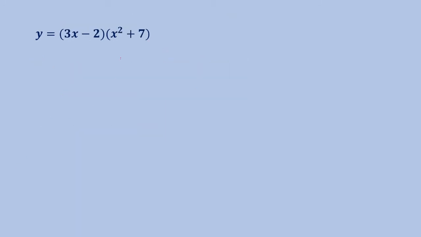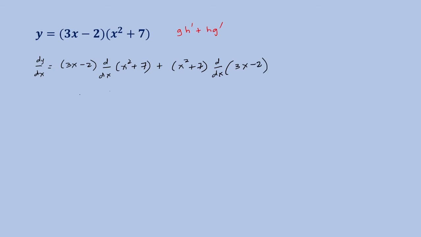So let's say we have the product of 3x minus 2 and x squared plus 7. So again, we have g times the derivative of h plus h times the derivative of g for our product rule. So to get the derivative, we have 3x minus 2 times the derivative of x squared plus 7 plus x squared plus 7 times the derivative of 3x minus 2.